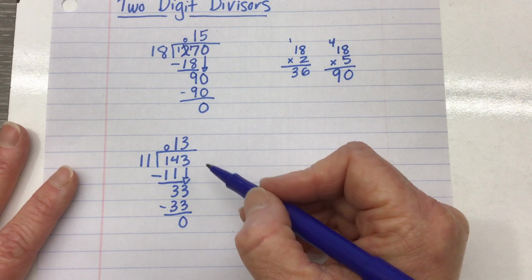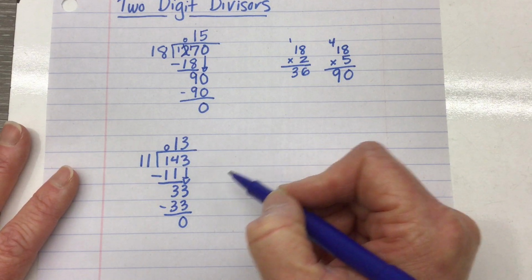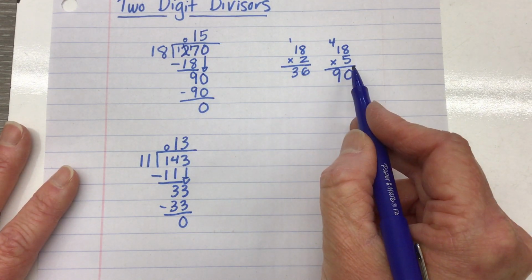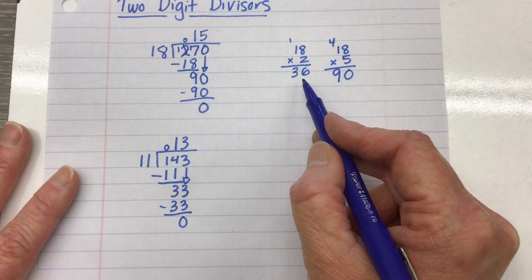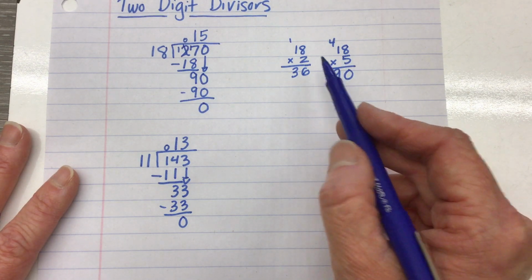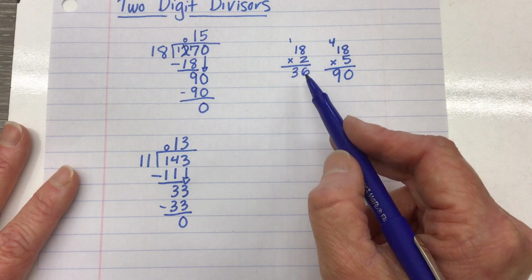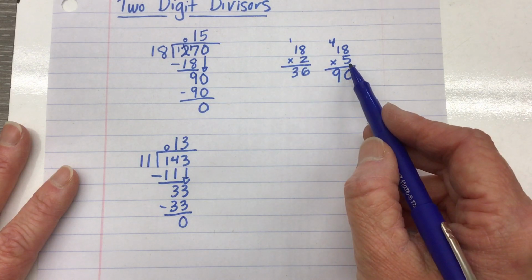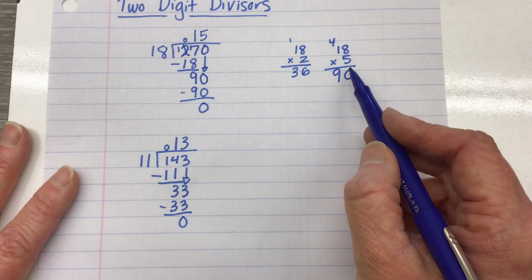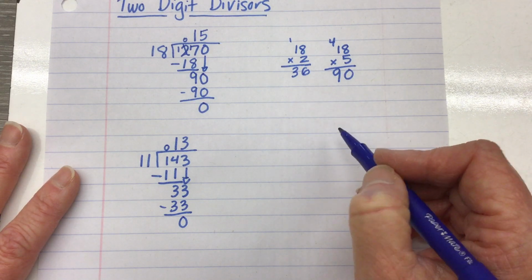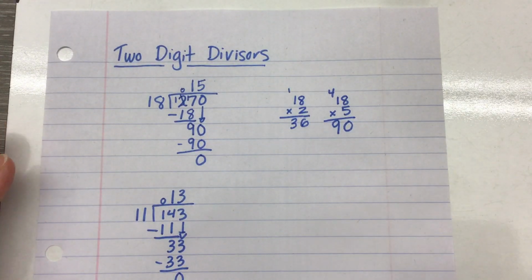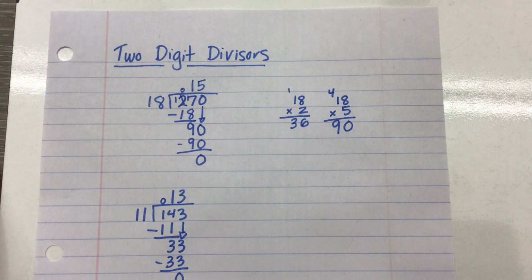Take your time, line things up carefully. Don't be afraid to guess and check. That'll get you there. If you don't have a place to start, start by doubling your divisor. Maybe start by trying 5. That'll tell you if you need to go higher or lower. Anyway, dividing with two-digit divisors, you're going to do great.